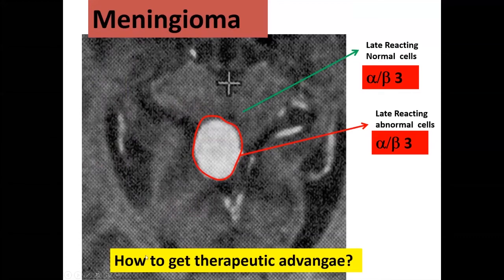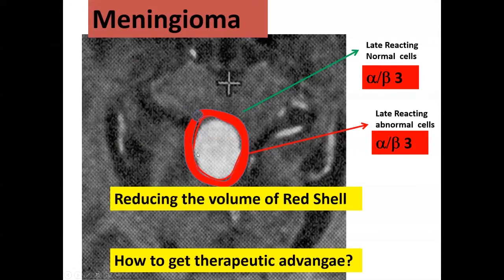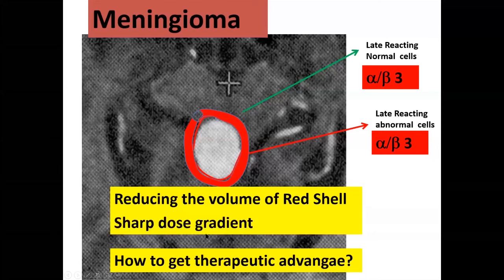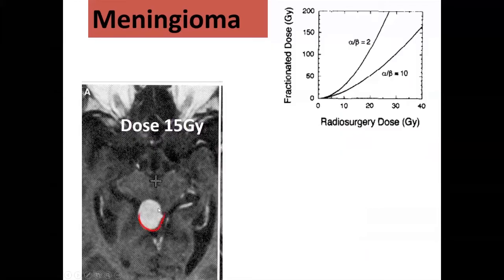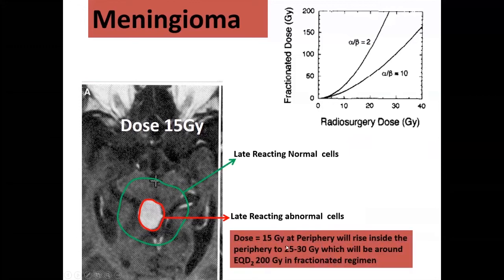So the question is how we get the therapeutic advantage. Two ways. One, by reducing the volume of red shell. Second, by creating a sharp dose gradient across the tumor. How? Just try to understand. So this is a meningioma. This is a late reacting abnormal tissue inside the late reacting normal tissue. Suppose you prescribe at periphery 15 gray. And if you remember my first slide, sharp dose gradient means this 15 gray will increase inside the tumor almost 200%, around 25 to 30 gray.